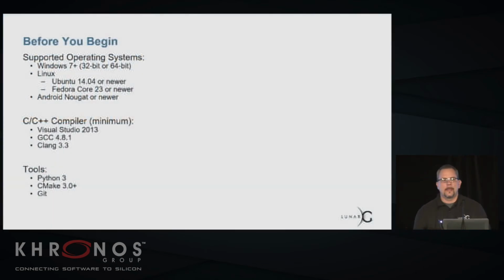So before you begin, I want to cover some of the basic things that you need. Obviously, you need an operating system. Right now, the main ones are Windows 7 or newer, basically a Linux distro that's at least a couple years old or newer, a C++ compiler, ideally one that supports C++ 11 features, because a lot of our layers and tools rely on some of those features, and additional tools like Python, Git, CMake.